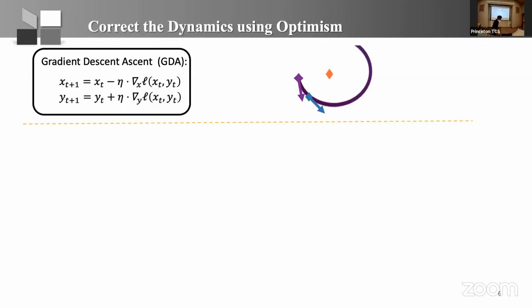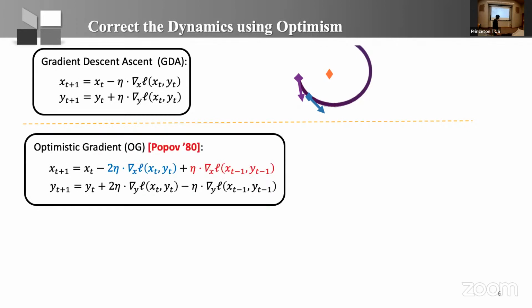Okay, so a natural idea is, we kind of understand why the algorithm diverges. Maybe there's some way you can try to correct this dynamics. And here I'm showing you one particular way to do that. Okay, so this is a classical algorithm by Popov. So what it does is I'm going to subtract 2 times the current gradient. I'm going to add back the gradient from the previous step. Okay. So why am I doing this? Why is this helpful?